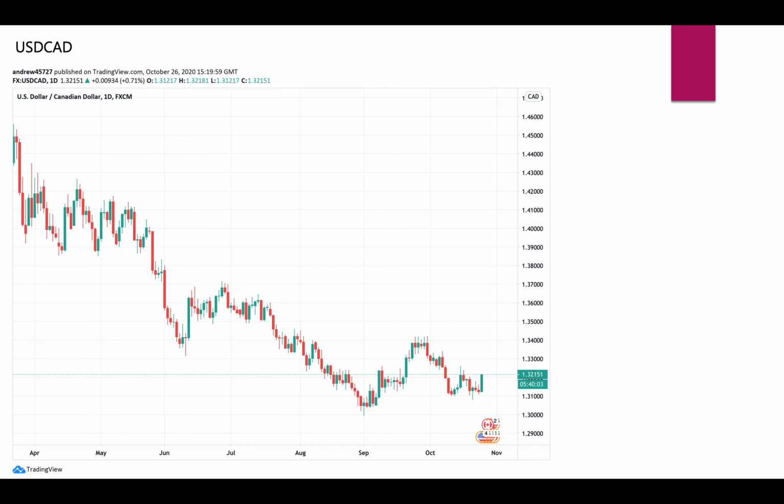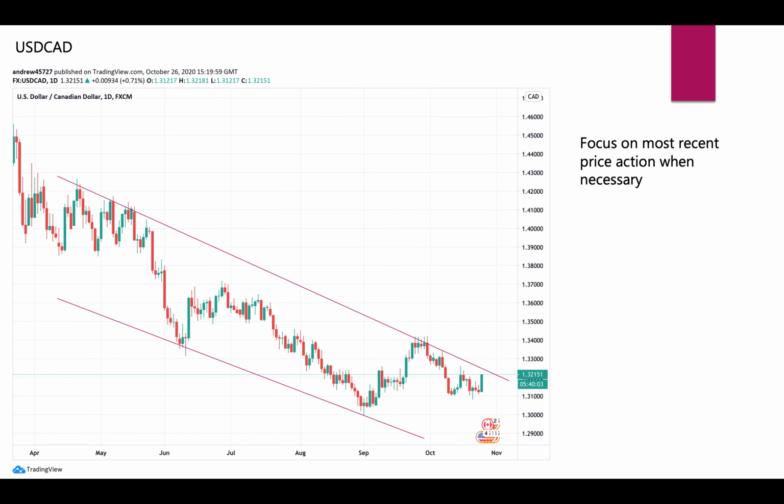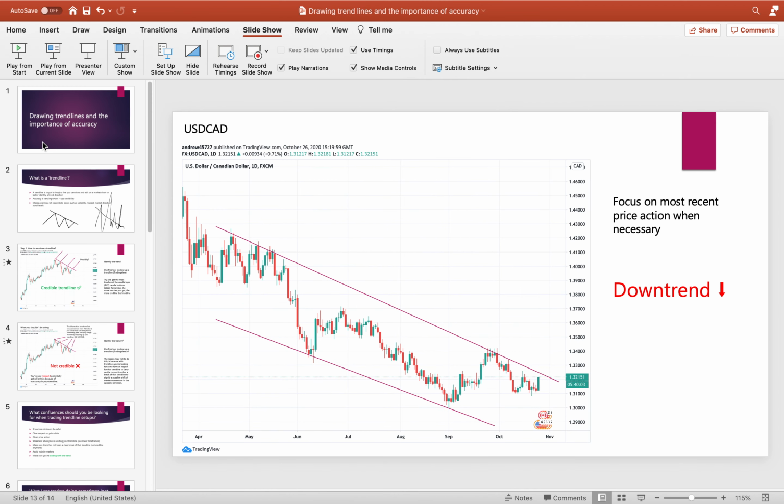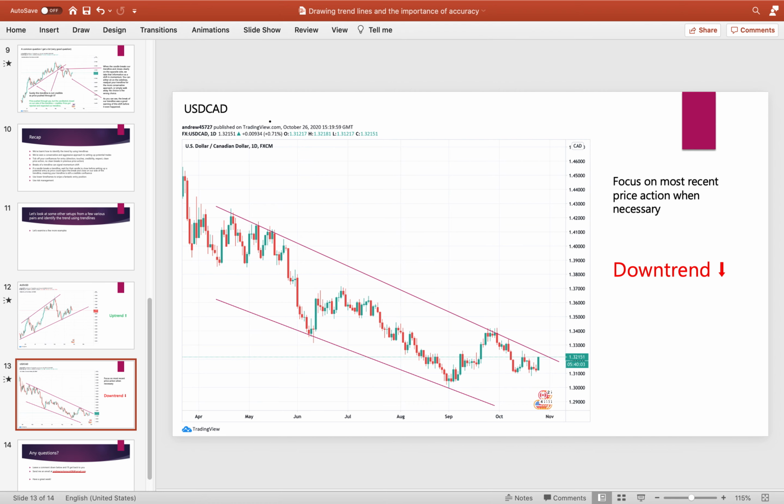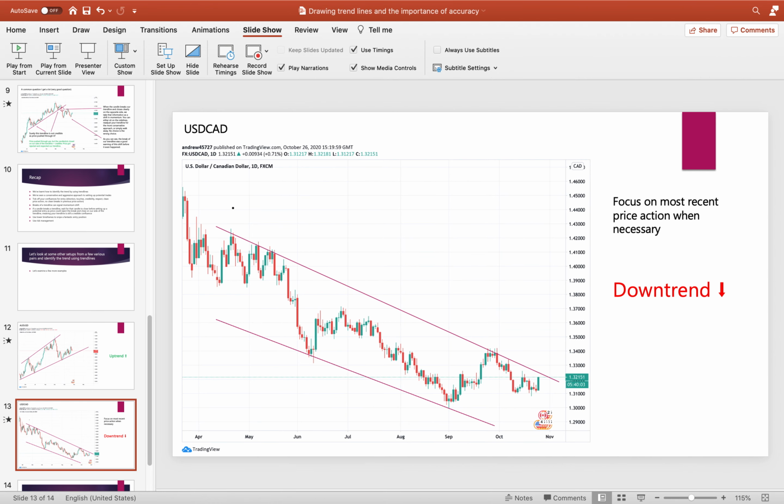So this is the USD/CAD market on the daily chart. I'm just going to show you how to draw a downtrend trend line. This is a bit different, okay? And a key point I've forgotten to put in the recap slide is that you want to focus on the most recent price action when necessary. What I mean by that is this. I'm going to go into this again. Give me 2 seconds, I'll get out the pen.